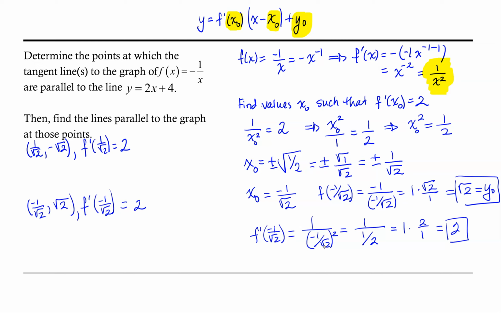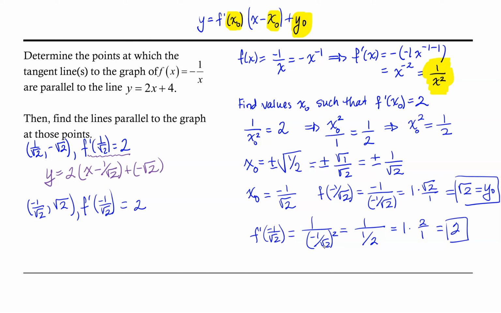So now all that's left for us to do is write the equations of these parallel lines. So y equals the slope of the tangent line, so that's my derivative at the point, so 2 times x minus my known x value, in this case 1 over square root of 2, plus my known y value. So plus a negative square root of 2. And that's a perfectly fine answer.